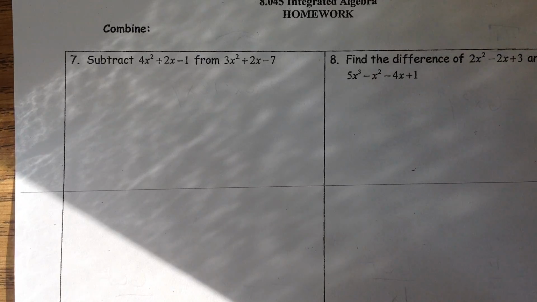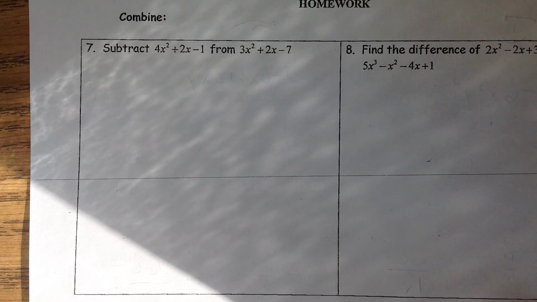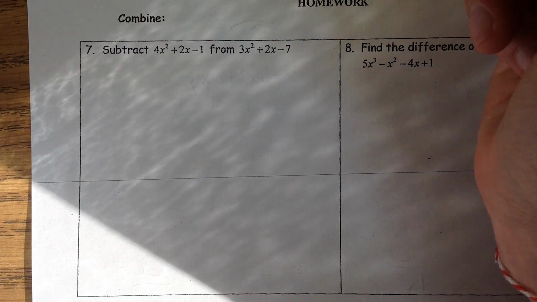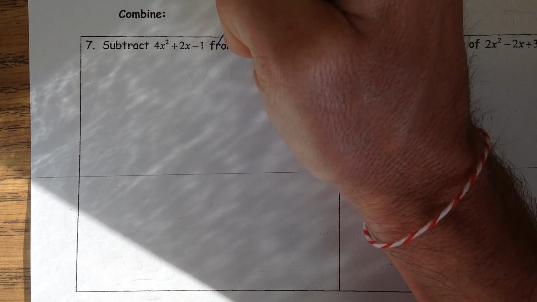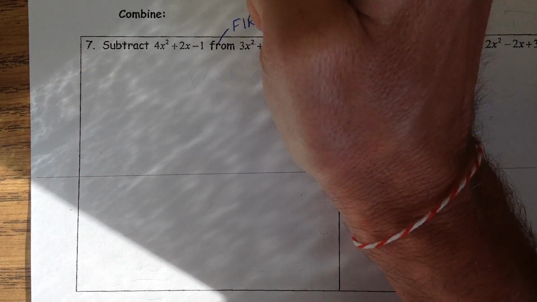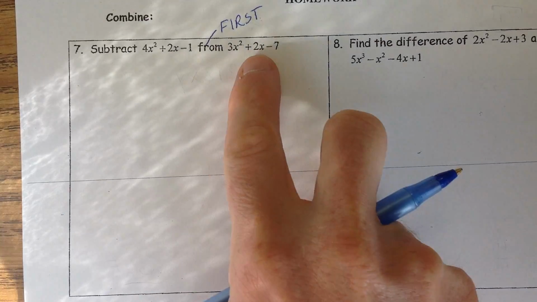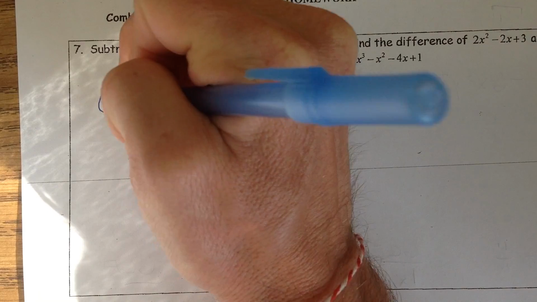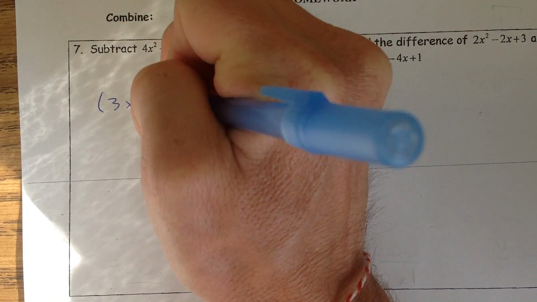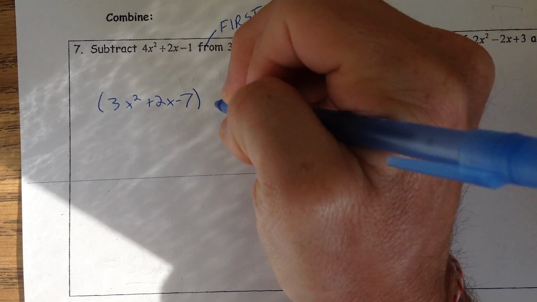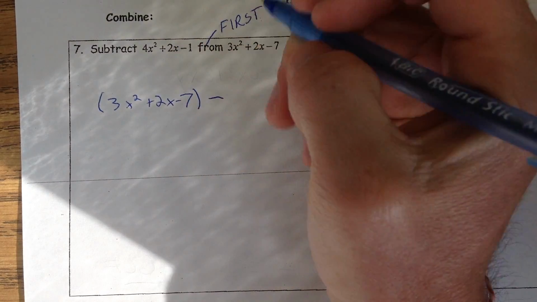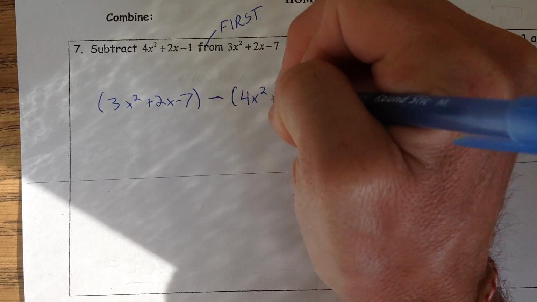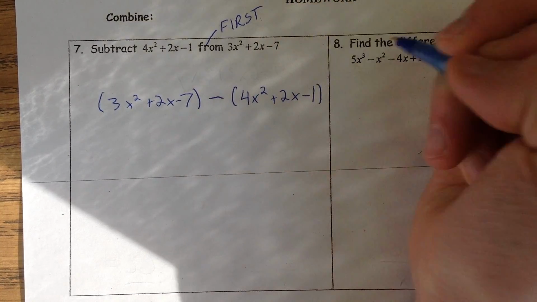All right, these are the combining like terms. Subtract 4x squared plus 2x minus 1 from 3x squared plus 2x minus 7. So the big thing here is to remember from means first. So we're going to put this in the front, and we're going to put it in parentheses because it's one big expression. 3x squared plus 2x minus 7. And then we're going to subtract this piece, which we're also going to put in parentheses because, again, it's just one big expression. We're subtracting the whole thing.